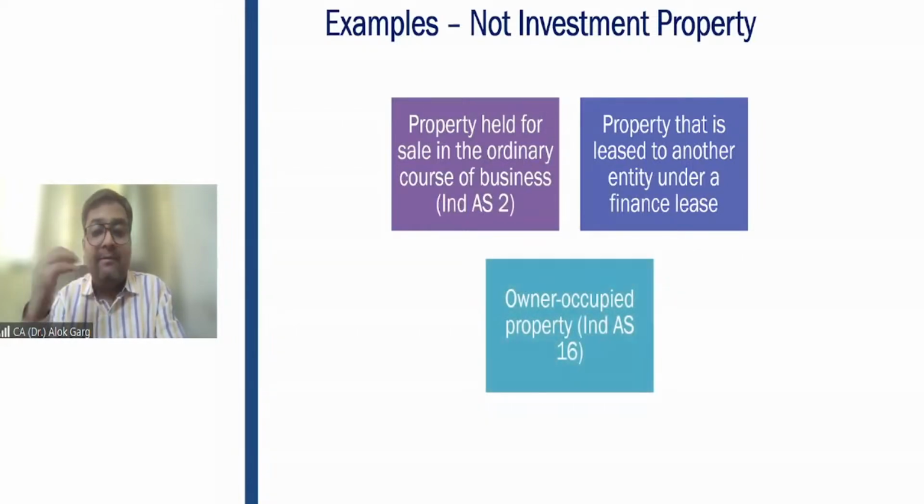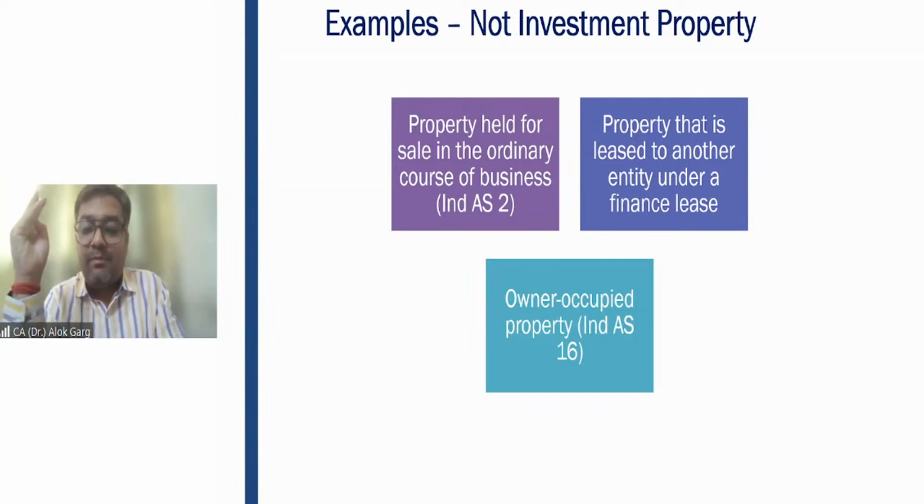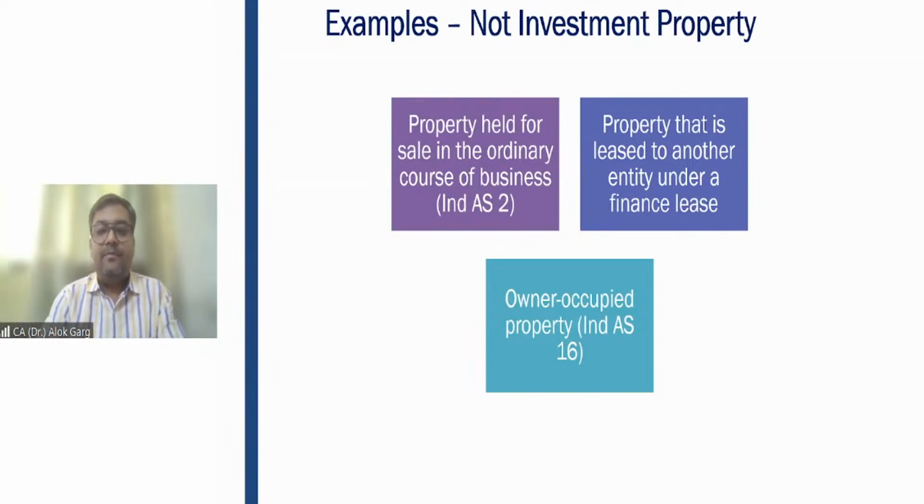Owner occupied property means again property, plant and equipment, right? If an entity is using that land and building for the business purposes, again it is a PPE. Owner occupied property means PPE, property, plant and equipment. These are the three examples which are given in the standard, which are not an investment property. So inventory is not an investment property, PPE is not an investment property, and the property given on finance lease is not an investment property.